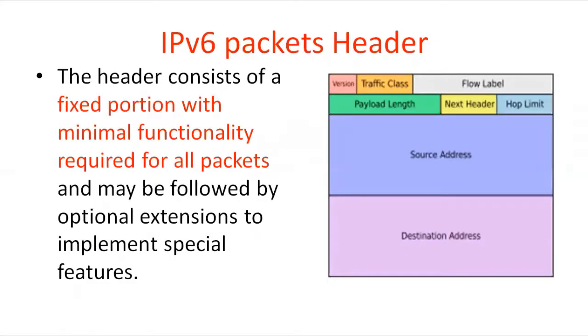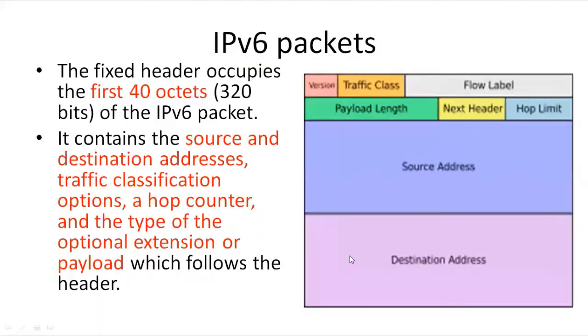Here coming to the IP version 6 packet header. A simple header is there. It consists of the portion with the minimum functionality required for all packets, and may be followed by optional extensions to implement special features. It has the version, traffic class, flow label, payload length, next header, hop limit, and source and destination IP address. The next header is one of the important ones. The fixed header occupies the first 40 octets, that is 320 bits of the IP version 6 packet.